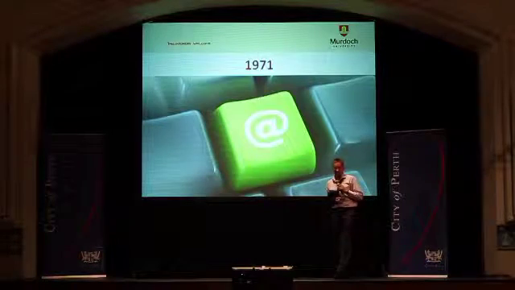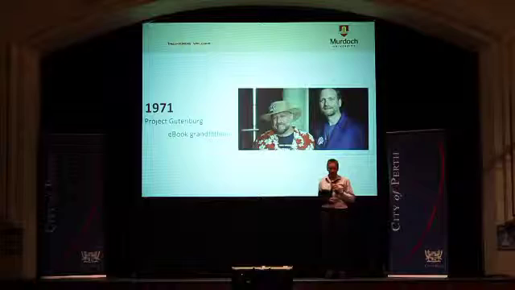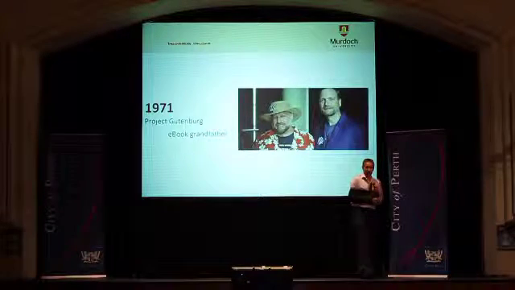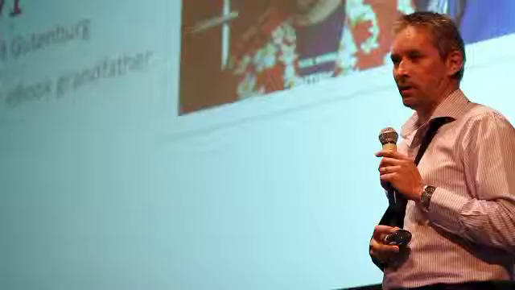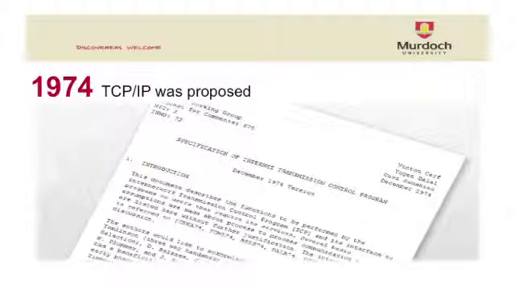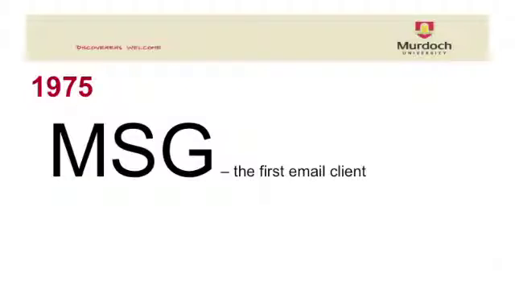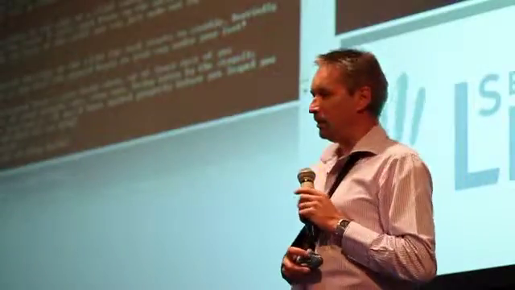1969, Unix was born. In 1971, email came about. 1971, Project Gutenberg was launched. And actually, when you think about what he was trying to do, that was the e-book grandfather. He was trying to digitize all written content. 1974, TCP/IP was proposed. MSG, the first email client, 75. 77, the first modem.